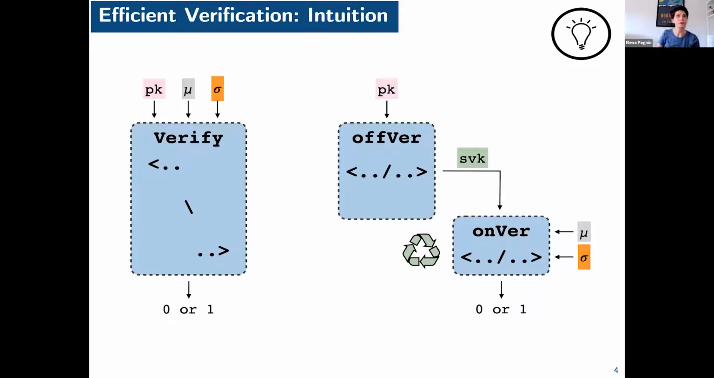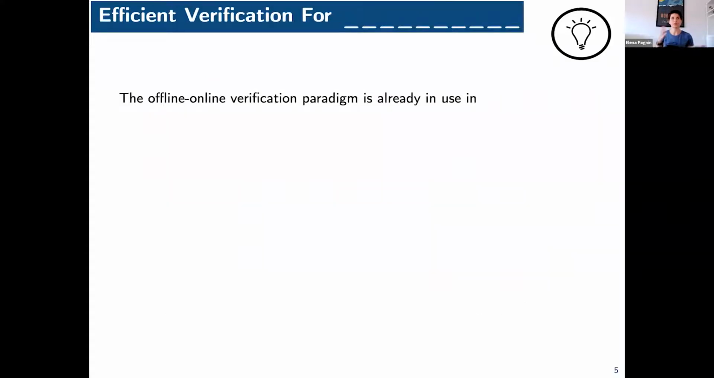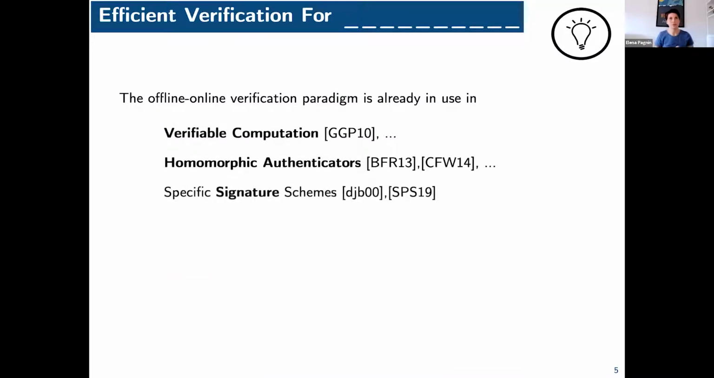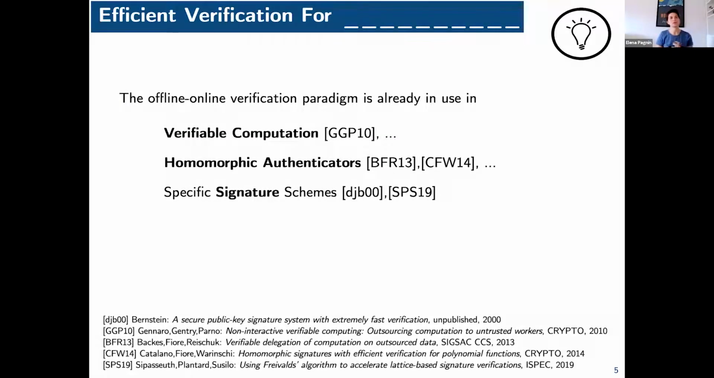Efficient verification. Okay, this is not discovering a new thing. It has already been done, the paradigm of efficient verification. If you've been in crypto for a while, you've seen this maybe in verifiable computation, homomorphic authenticators, and specific signature schemes. Here you see some reference. However, what is lacking is a generic formalism to deal with this. How can I have a unifying framework to decide how to split? And that's basically what we want to do.